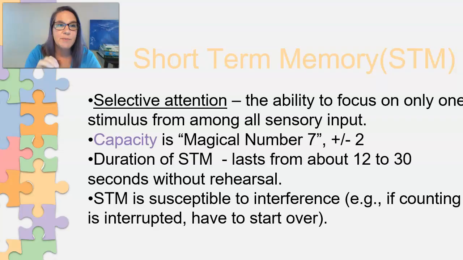Short-term memory is susceptible to interference. So for example, if you have a job in retail or in a restaurant and you're counting money and someone interrupts you, you forget where you're at and you've got to start all over again. Okay, so it is really susceptible to being interfered with.